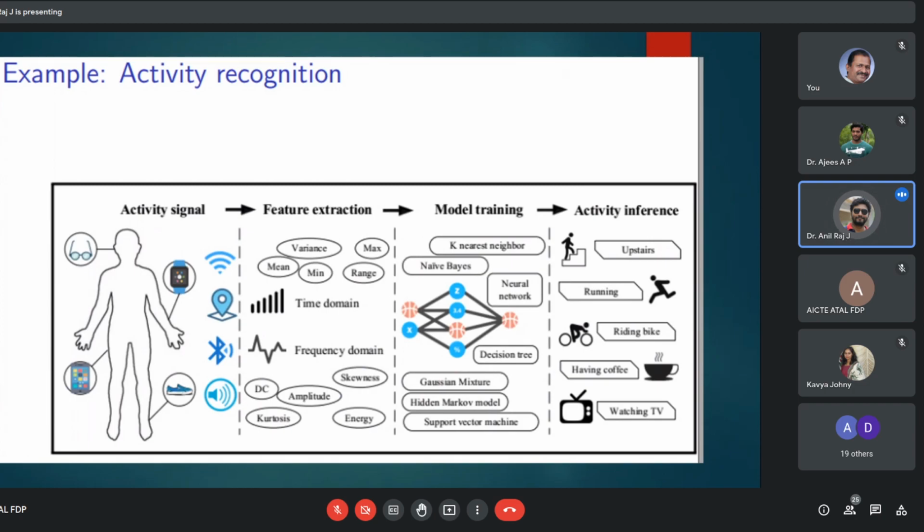So we can use these signals to train the deep learning model for these activity recognition types of applications.